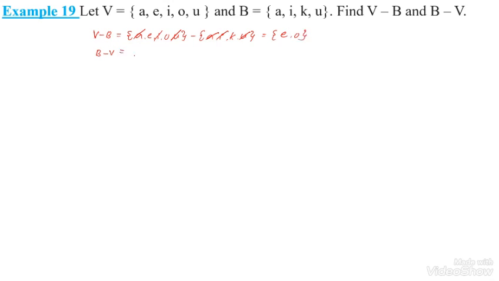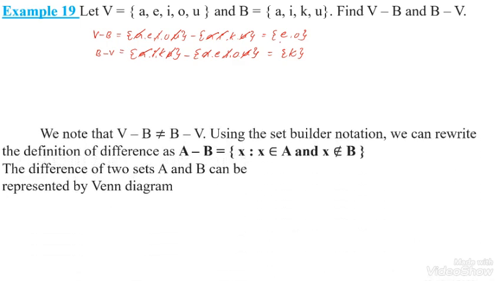And here, first we have to write the set B: A, I, K, U minus A, E, I, O, U. Here also we neglect the common elements. After that, we consider the set B. What are the elements left? Only one element is left here. This is B minus V, a set containing the element K.